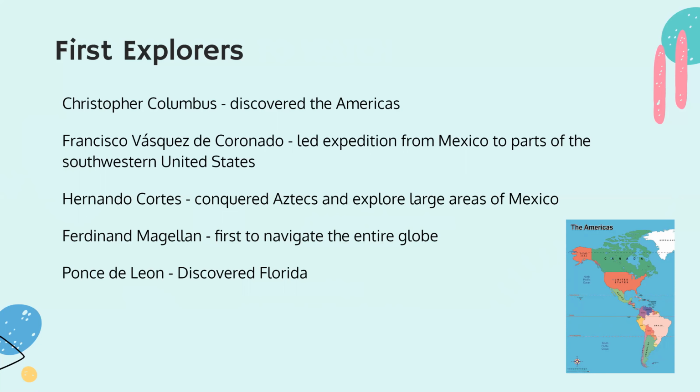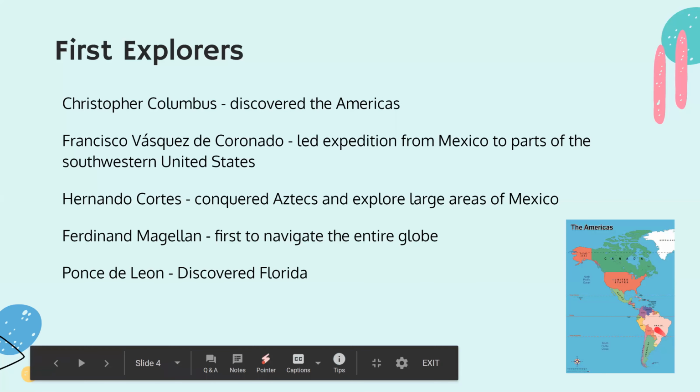Ferdinand Magellan did not actually go to America, but he is part of the reason why Columbus felt the courage to come across the Atlantic Ocean. Magellan was actually the first one to go around the entire globe. So he knew that the entire world was interconnected by oceans, and this brought a lot of inspiration to further explorers that would come later on. Ponce de Leon was part of the Spanish crew, and he discovered Florida, which is right here.